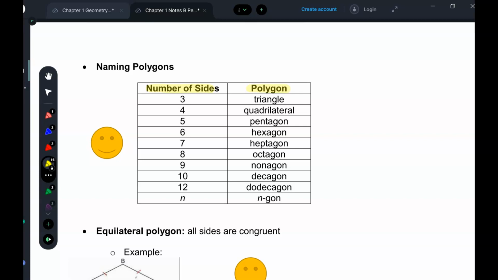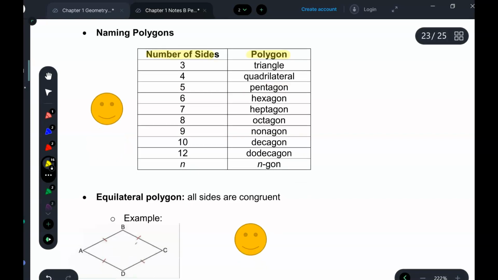Okay, now it starts getting into some unfamiliar terms. 7 sides is a heptagon. I know octagon. Octagon, like a stop sign, is an octagon. 9 sides, nonagon. So 10 sides, decagon, maybe we've heard of. And then 12 sides, dodecagon.